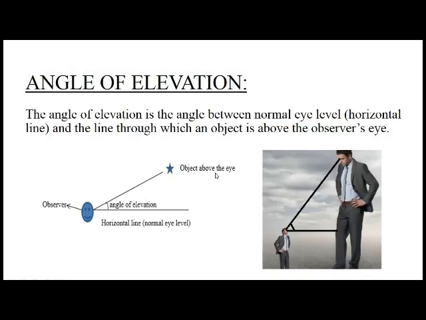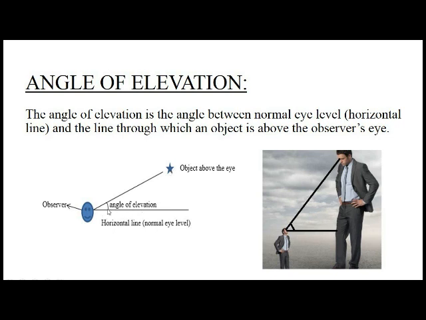So today, what is an angle of elevation? The angle of elevation is the angle between normal eye level, that is the horizontal line, and the line through which an object above the observer's eye is seen. If you look at what we have here, this is a horizontal line, a straight line. This is the observer, looking at this star with the angle of elevation, that is, looking up to the star which is above the eye level.